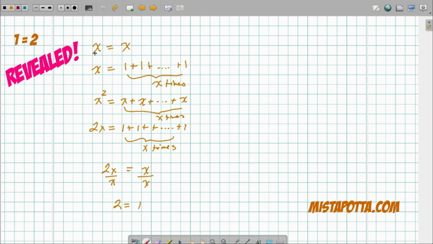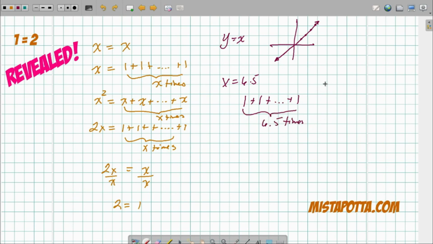The first main issue is that when I look at y equals x as a graph, my graph actually looks something like this, which means that between these integers, I've actually got other points. The problem is when I do this breakdown, I'm limiting myself to just whole numbers, to just integers. Because if x is equal to 6.5, I really can't say it's 1 plus 1 plus dot dot dot plus 1, 6.5 times. And so this is the issue of discrete versus continuous. So this is one part that I've got a problem with.